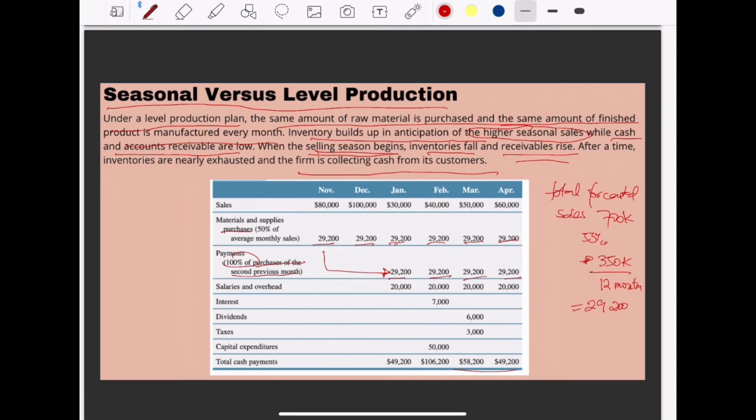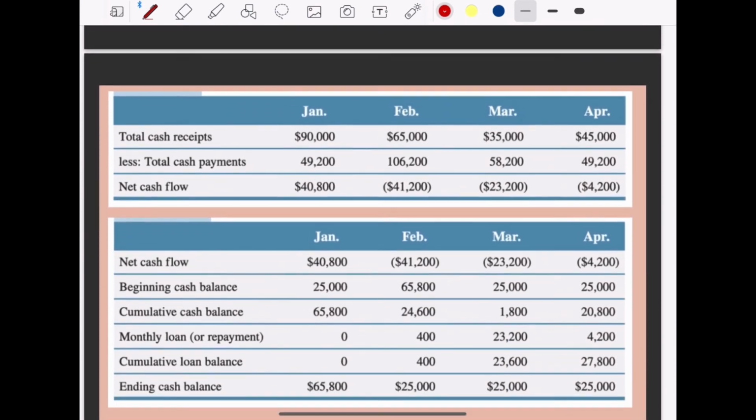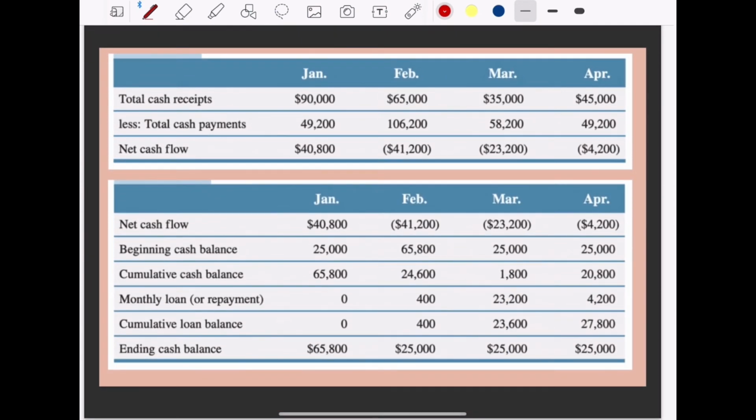So the 29,000 will start in January, February, March, and April. And so as the other expected expenditures. Now we have our total cash payments. After that, we can then go to the second part, which is to offset the total cash payments from our total cash receipts. And then we have the net cash flow. And of course, we can use the net cash flow as the start of our cash budget.